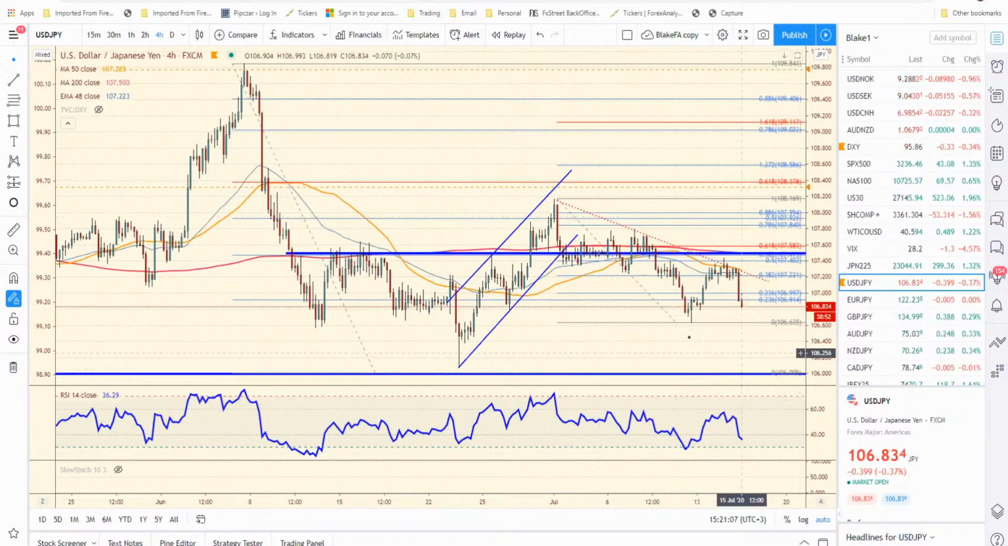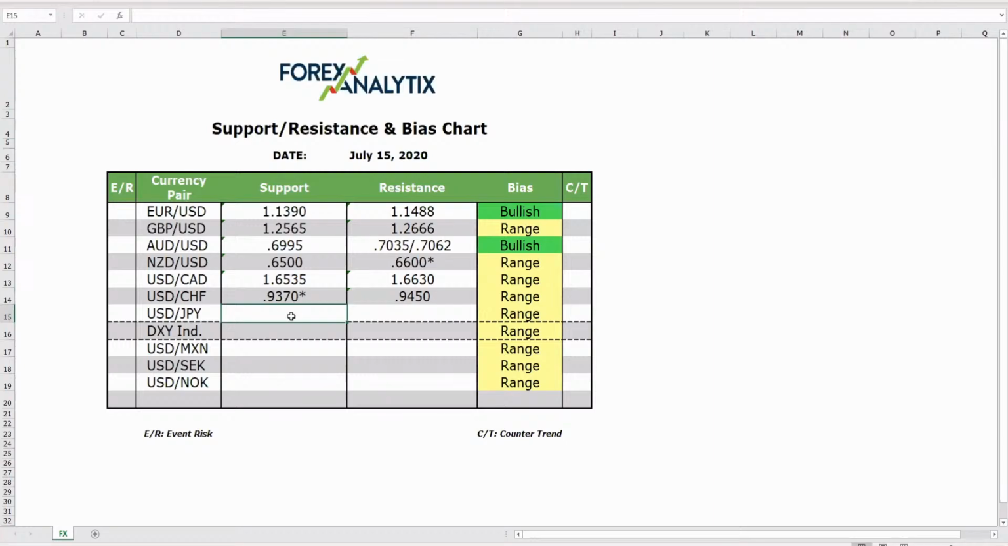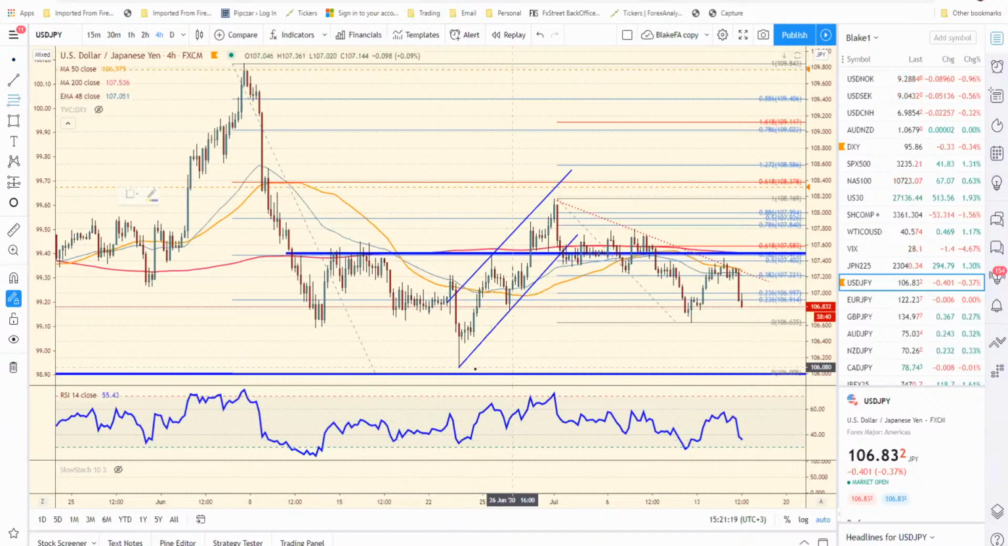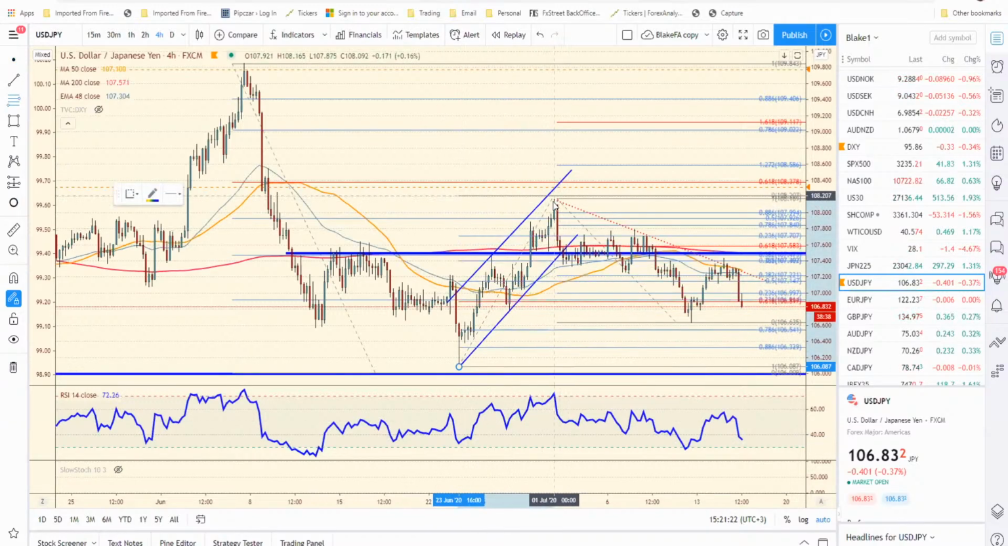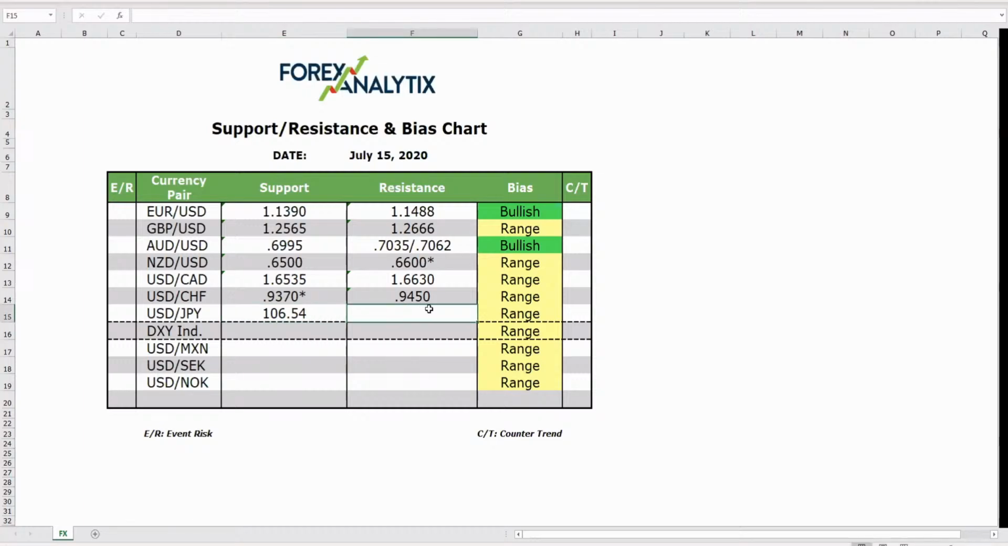So I'm actually going to write that down on the dollar yen. 106.54, because that's going to be a 78% retracement. Even if we break these lows, you have to assume that we're going to find some support right below there, and you can see the horizontal support from over on the other end. Now resistance is 107.25.